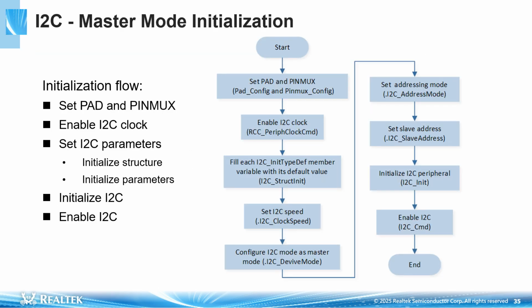The initialization process of I2C master mode is shown in the figure. The first step is to set PINMUX and PAD, the second step is to enable the I2C clock signal, the third step is to set the I2C transmission rate, the fourth step is to set the I2C transmission mode to the master mode, the fifth step is to set the address mode of the slave device to communicate with the master, the sixth step is to set the address of the slave device to communicate with the master, the seventh step is to initialize I2C according to the set parameters, and the eighth step is to enable I2C.